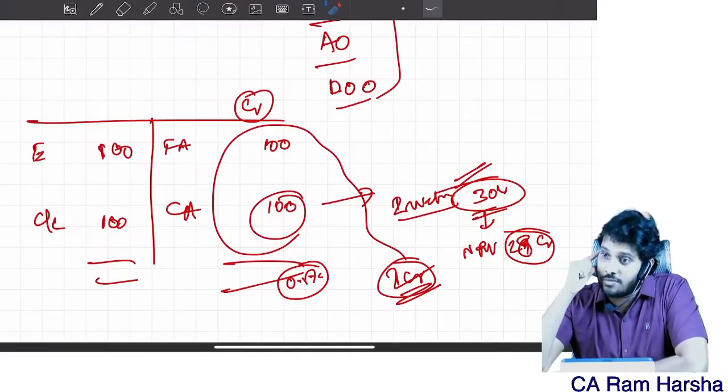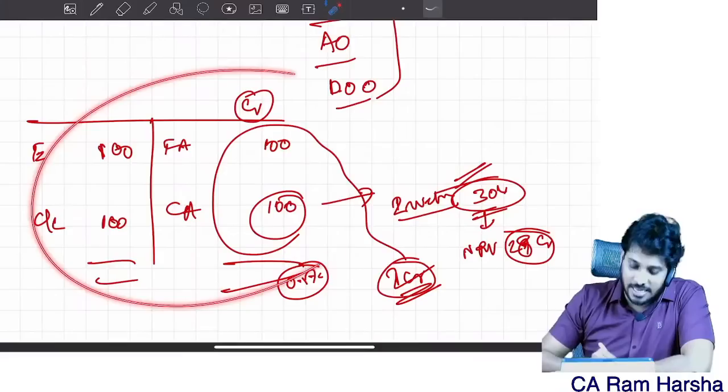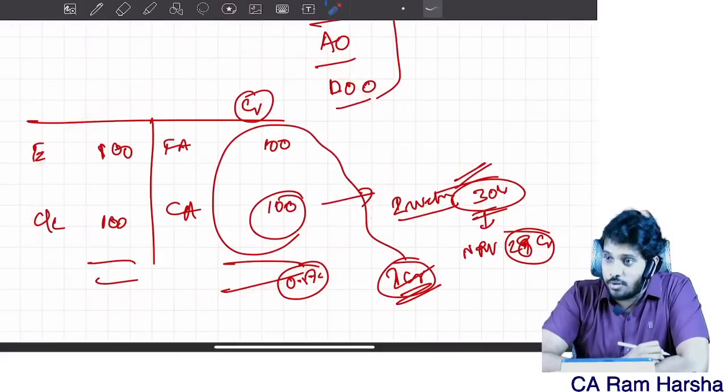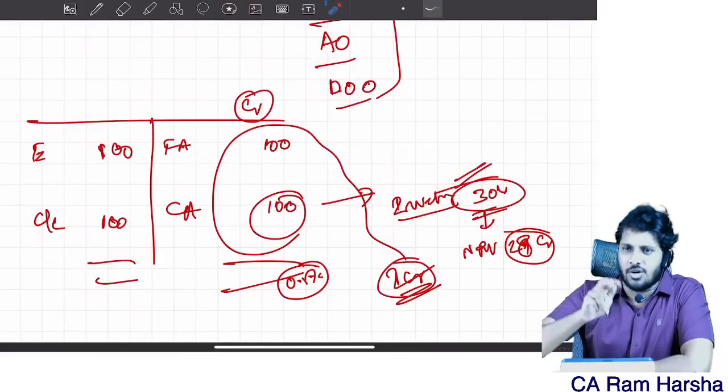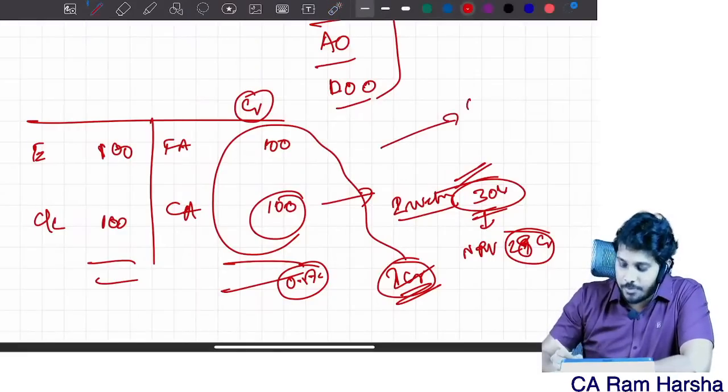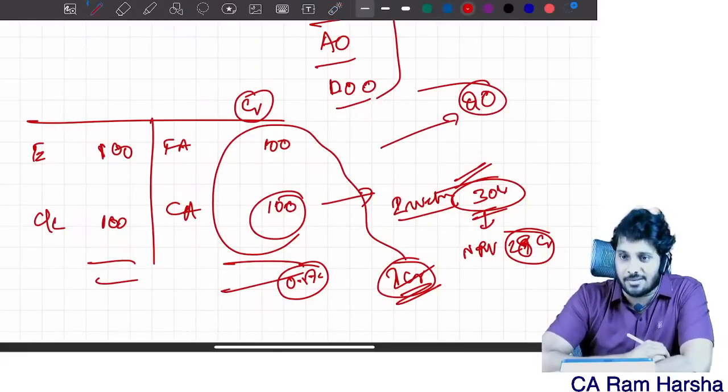Which opinion should I give? Can I say this entirely is wrong? No, they are right entirely, except that 2 crore. So that is called a qualified opinion.